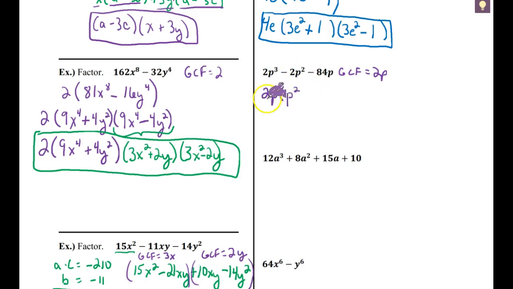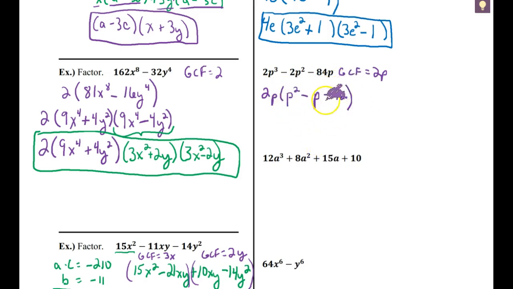And then same thing, 2 divided by 2 is 1. And then p squared divided by p would just be 1p. And 84 divided by 2 would be a negative 42. And p divided by p divides out totally, there's no more p's. Alright, so I took out my GCF. I count the number of terms. 1, 2, 3. Trinomial. And that first coefficient, the leading coefficient, is 1.